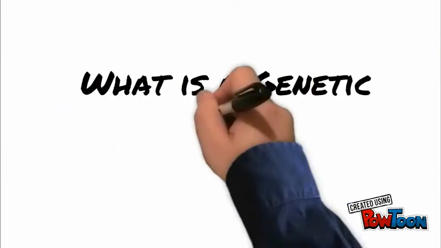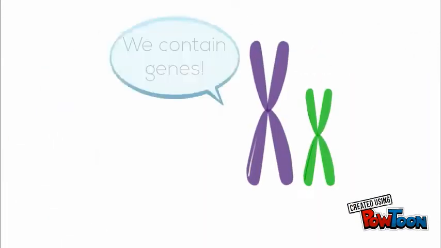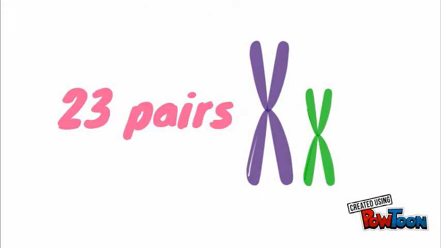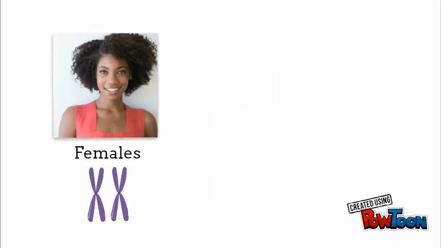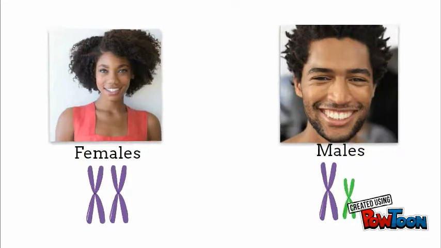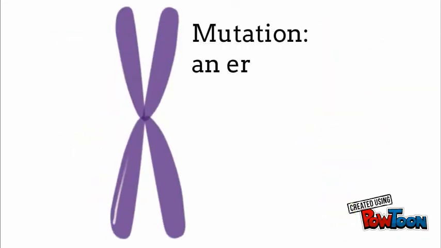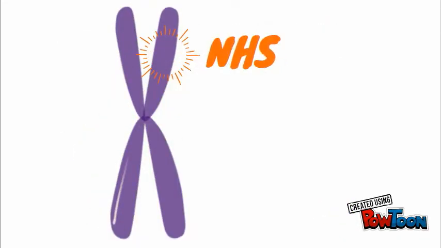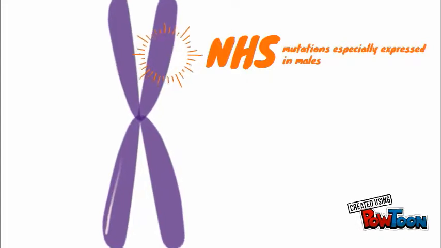So, what is a genetic disorder? Genetic disorders are caused by genes located on chromosomes, of which we have 23 pairs. The 23rd pair determines sex, female XX, male XY. Nance Horan syndrome is caused by mutation on the gene NHS on the X chromosome. This means it's likely expressed in males, since males only have one X chromosome.